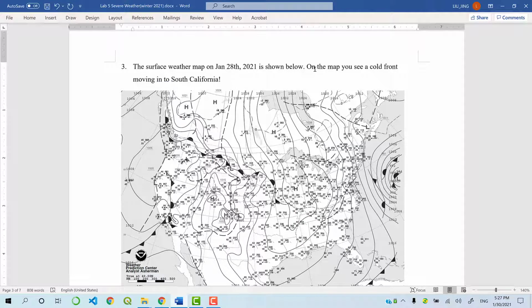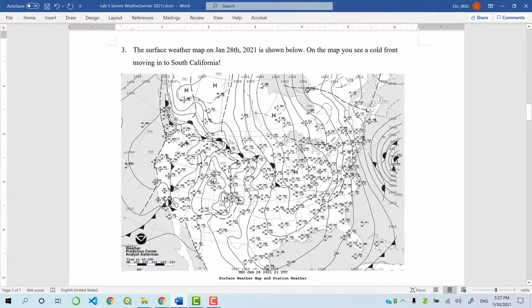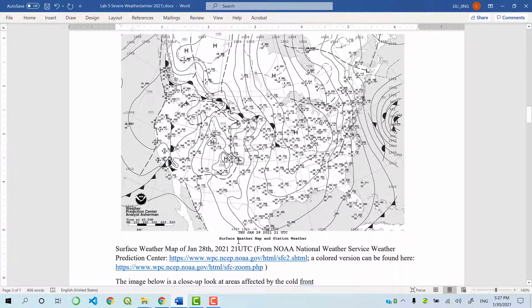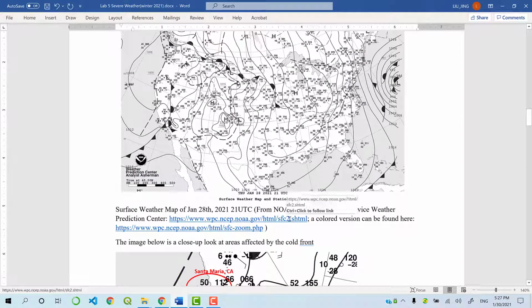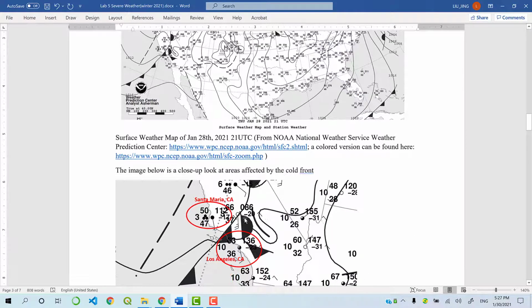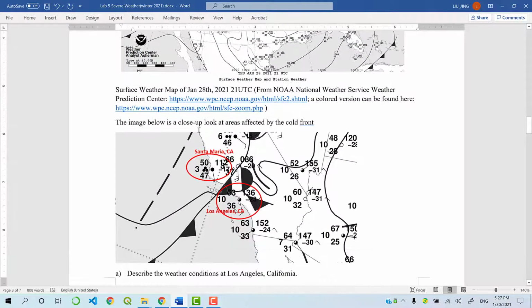It brings us a lot of rain and snow. I need to check the number, how many inches. Okay, so this is the surface map. I got this map from here. So this question basically provides the opportunity to read the station model. So it's very important to understand the station model.